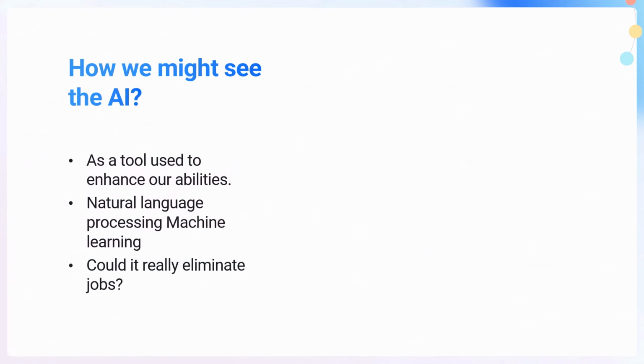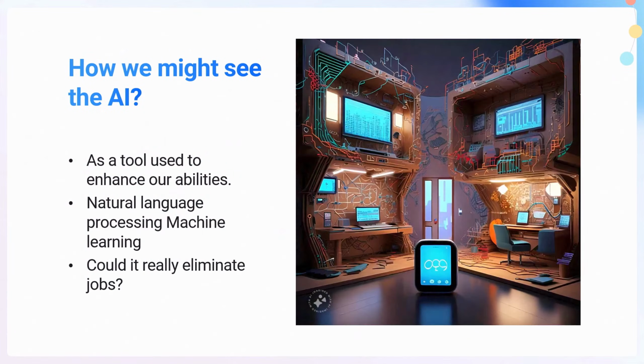Okay, so how might we see the AI? AI acts as a powerful assistant that enhances our abilities instead of replacing developers, whether through machine learning, natural language processing, or predictive analytics. The key idea here is that AI doesn't replace us, it empowers us. So could it really eliminate jobs? Maybe it eliminates jobs of people who don't know AI or who are not involved in AI nowadays.